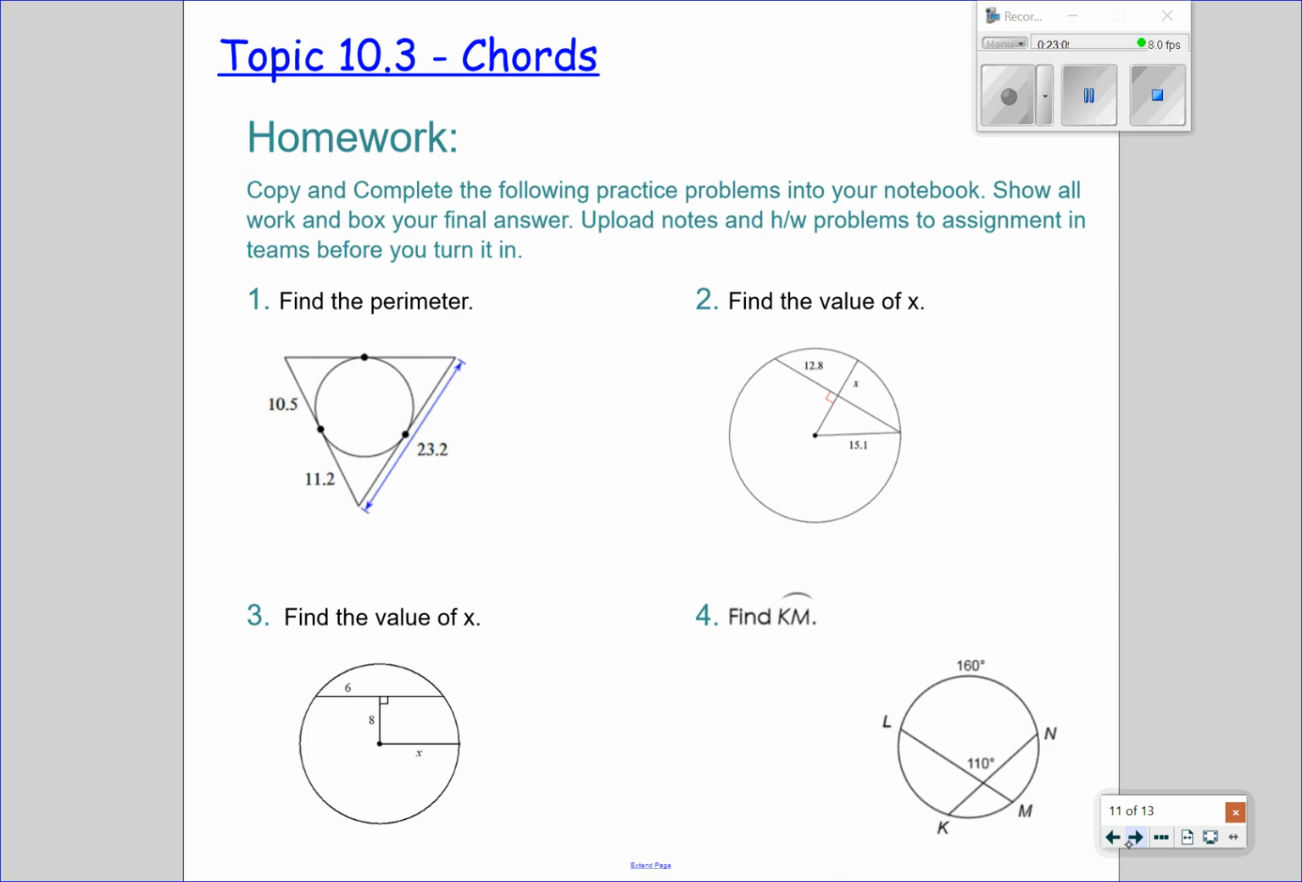I told you guys this is going to act as a review for a quiz. You want to be able to look right back in your notebook, see the picture and the work all next to each other. It says show work, box your final answer, upload then your notes and the homework problems to this assignment to receive full credit.